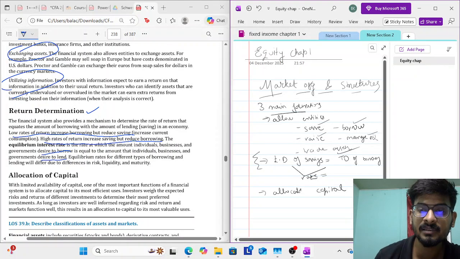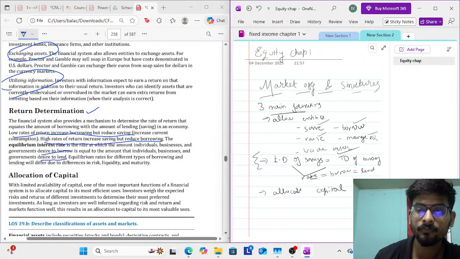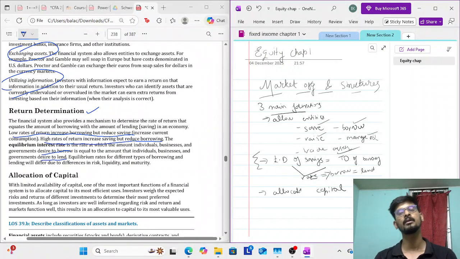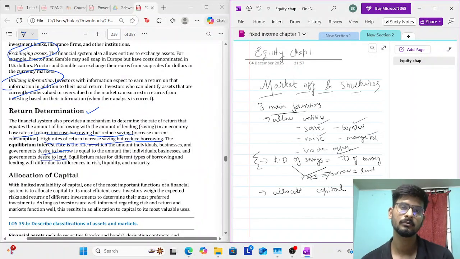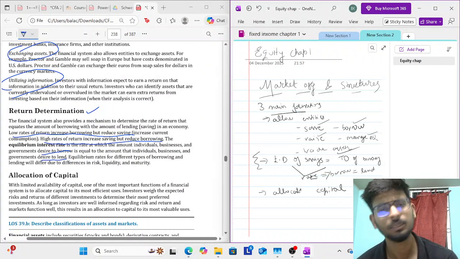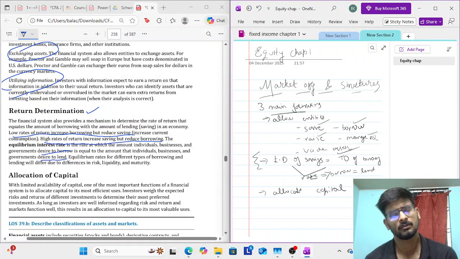So this rate is where borrowing equals lending. They are talking about desire. I wanted 3%, you also take 3%. It's the equilibrium rate of interest.